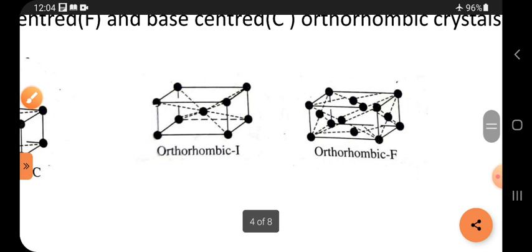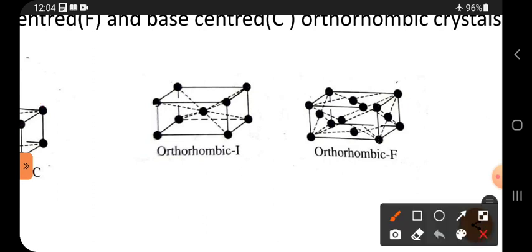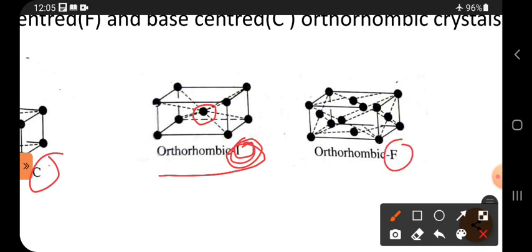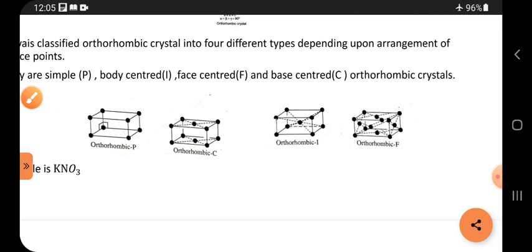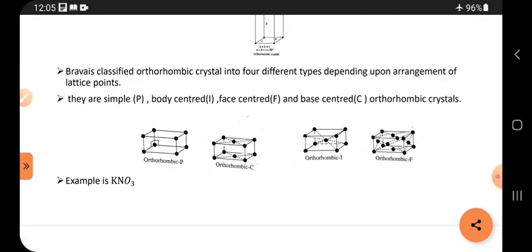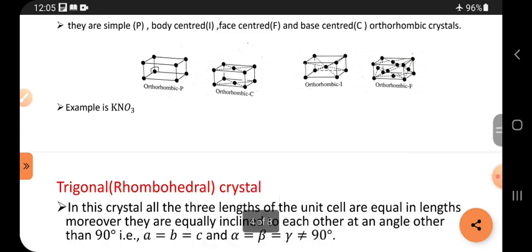And the next, the third one, orthorhombic I, means body centered. C means base centered, I means body centered, F means face centered, with each face containing one lattice point at its center. That is why it is face centered. So here, 1, 2, 3, 4, 5, and the front side 6. So these are the orthorhombic crystals. An example is potassium nitrate.